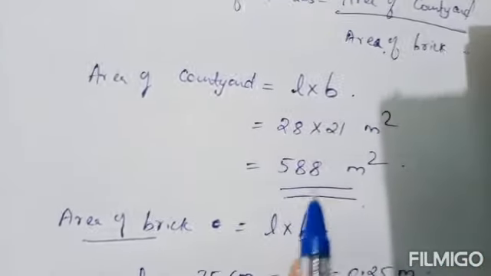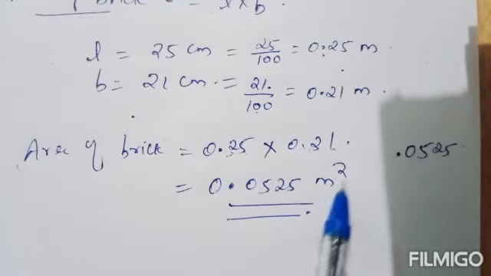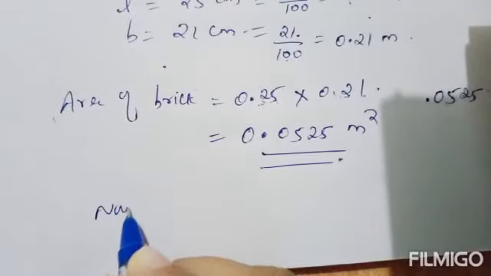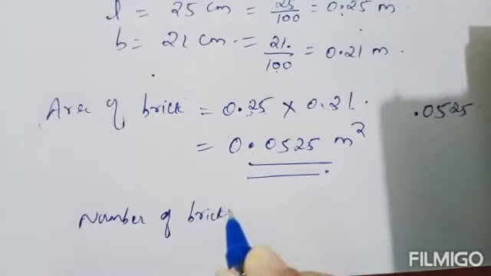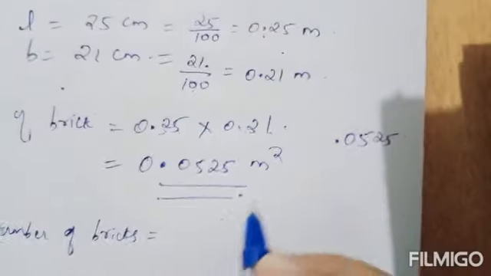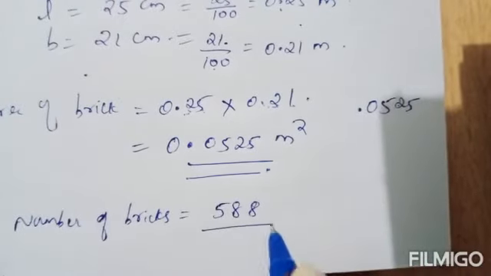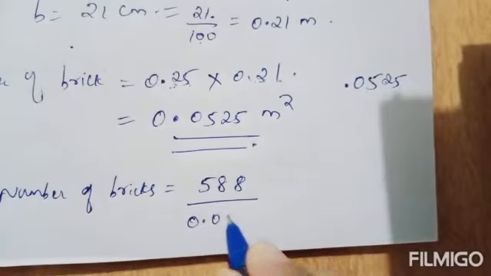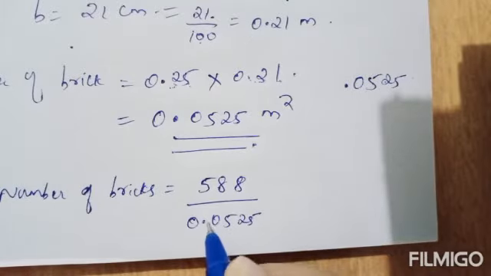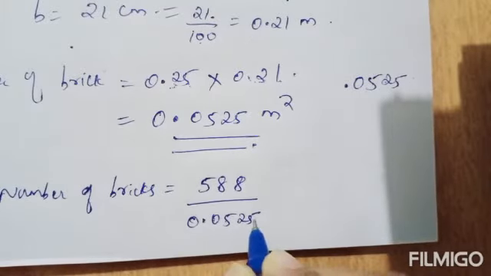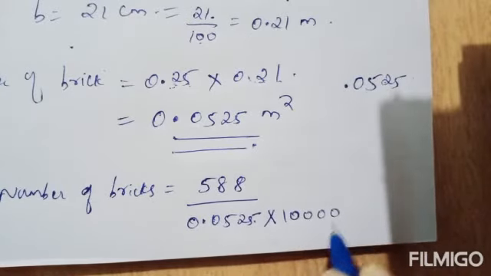So area of courtyard we got 588 meter square. Area of brick we got 0.0525 meter square. Now you can find the number of bricks required to pave the floor or courtyard. How can you find the number of bricks? Divide the two areas. Area of courtyard, 588, by area of brick, 0.0525. Now you know division by a decimal fraction. Here after the decimal point, 1, 2, 3, 4 digits are there. So multiply both numerator and denominator by 10,000.